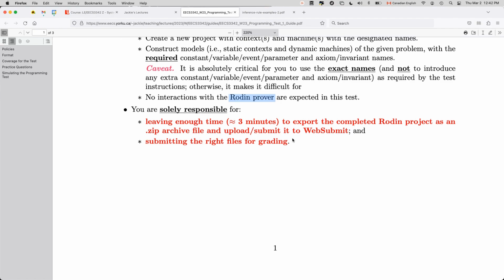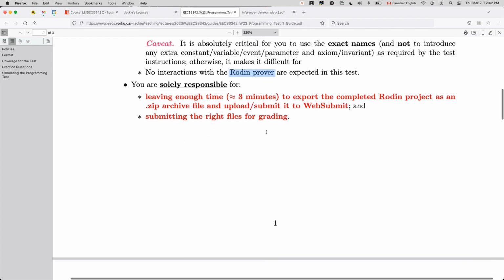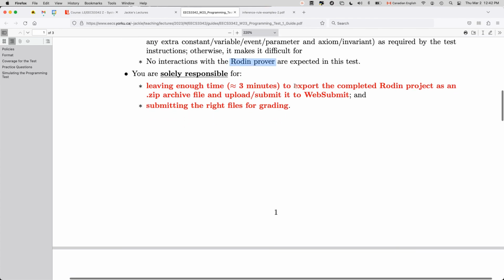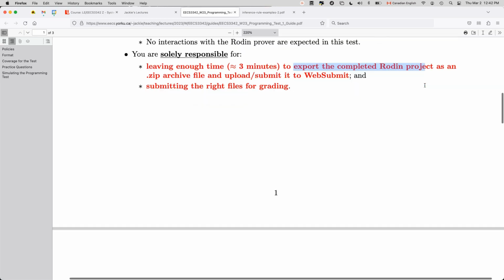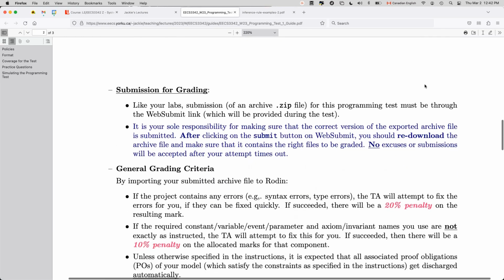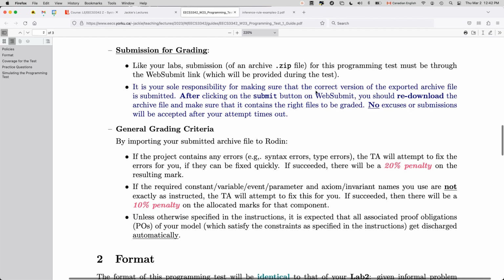And of course, I'm going to keep reminding you during the test to make sure you know how to export the Rodin project as a zip file. I think that's what you did for your lab. So you will have to make sure you do that maybe every 15 to 20 minutes or so, and you want to submit periodically to back up your work.